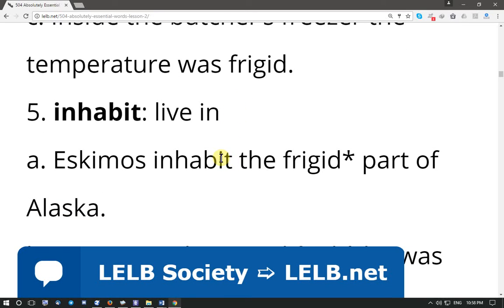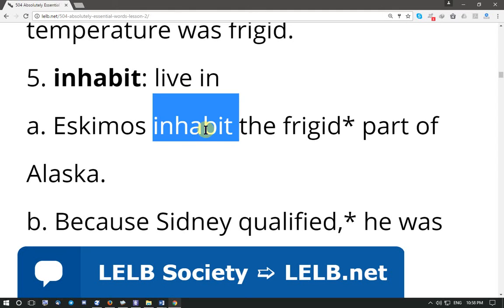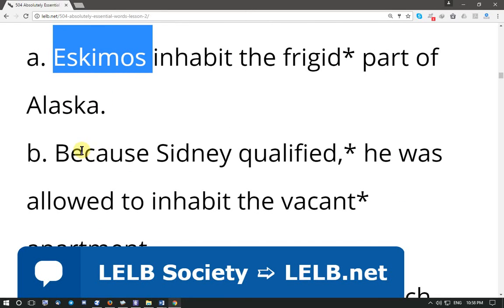Number 5, inhabit. Inhabit means to live in, particularly for a long period of time or even a lifetime. Eskimos inhabit the frigid part of Alaska. That's why they do not live there temporarily, they live there permanently. That's why they are inhabitants of the frigid part of Alaska. Eskimos, it's clear.